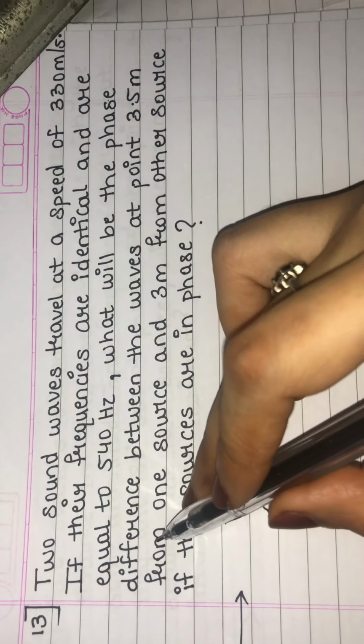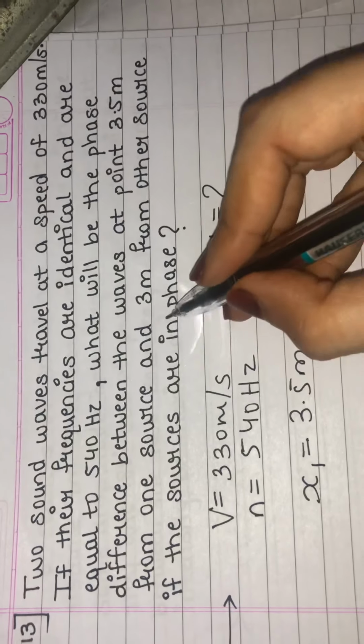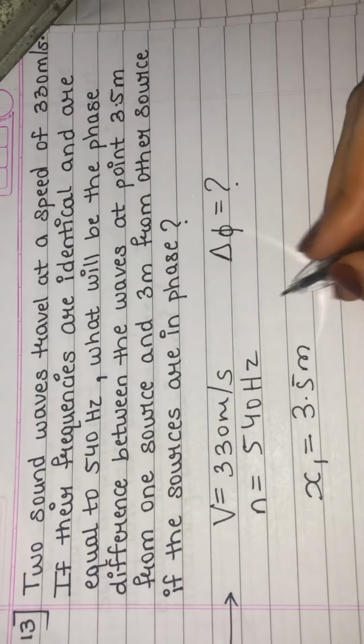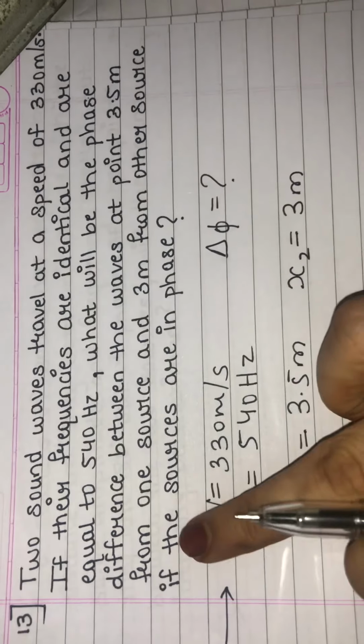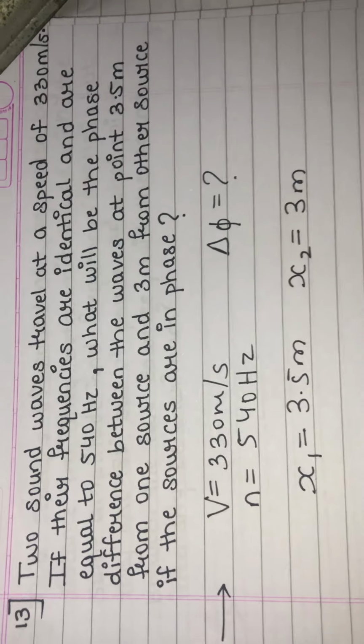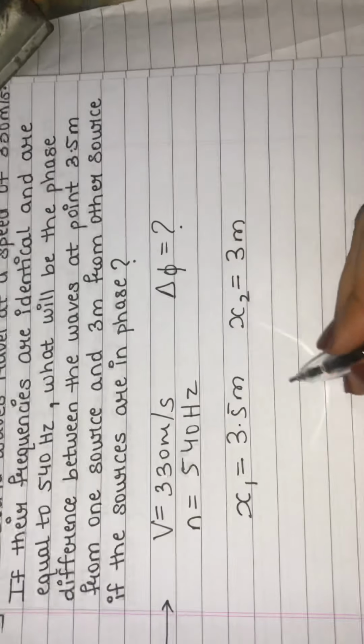Okay, they are asking about phase difference. This delta means difference, at a point 3.5 meter from one source and 3 meter from the other source, if the sources are in phase. Both the sources are in phase.